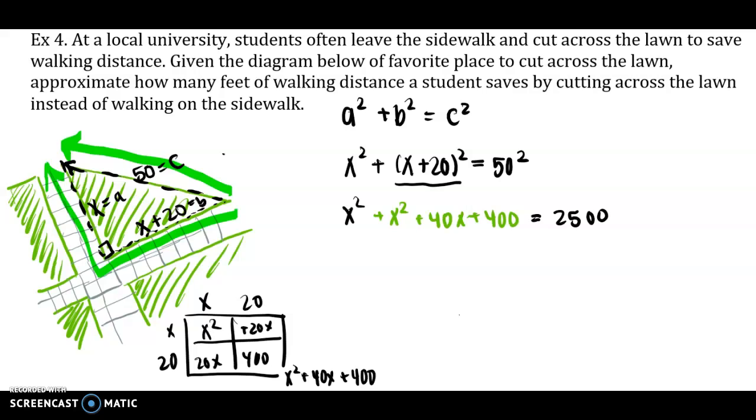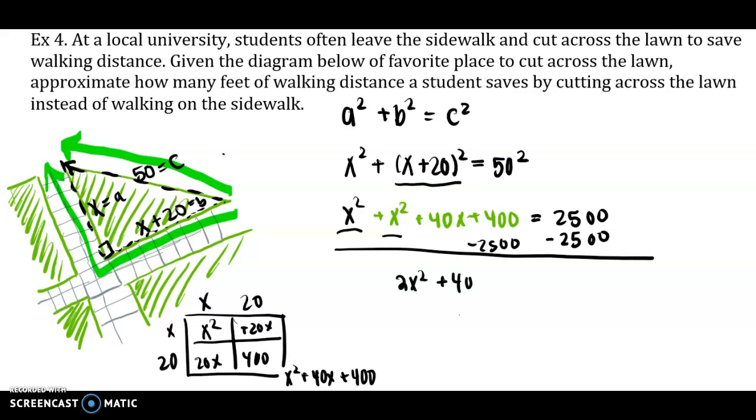So we're going to have to use the quadratic formula. That's what we learned here. I'm going to subtract, and then we could add these two together. So we get 2x squared plus 40x minus 2100. And so a is equal to 2, b is equal to 40, and c is equal to negative 2100.